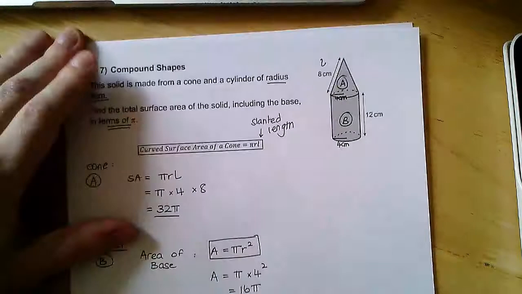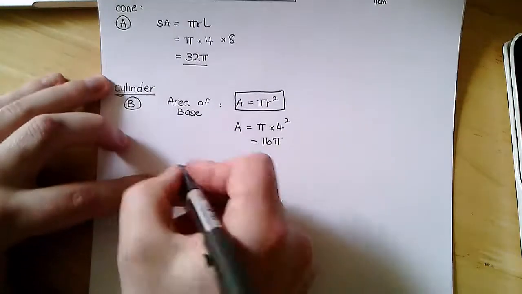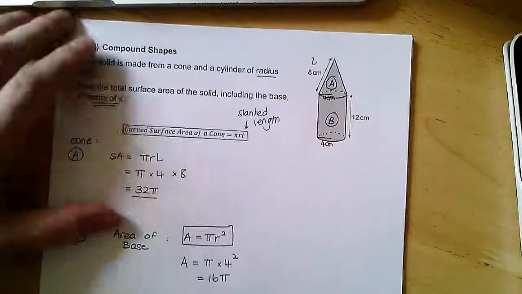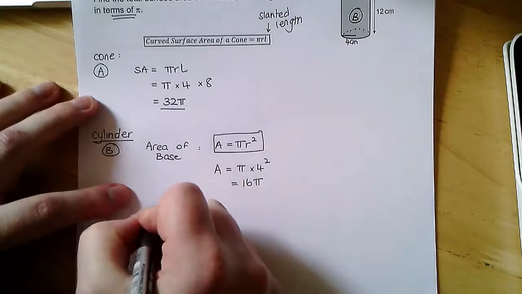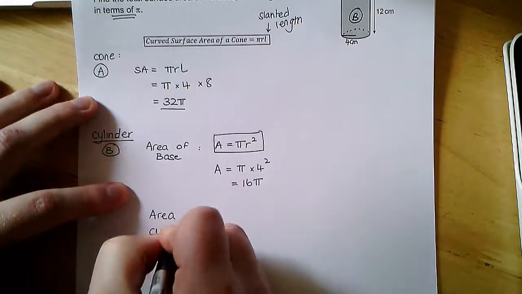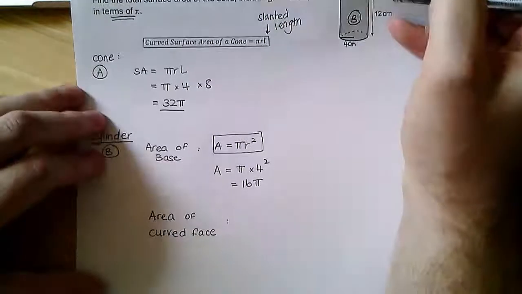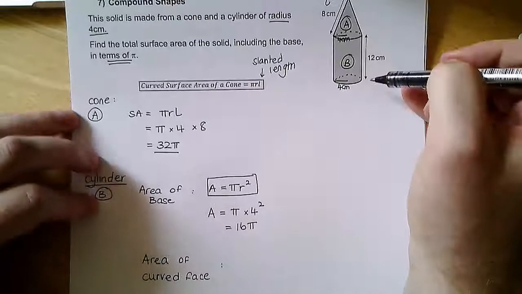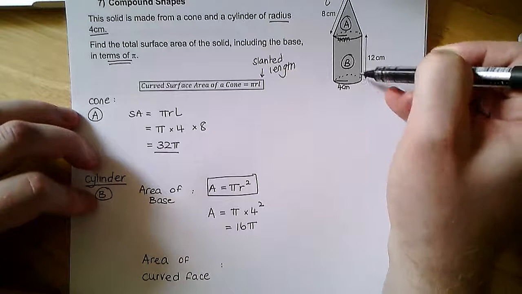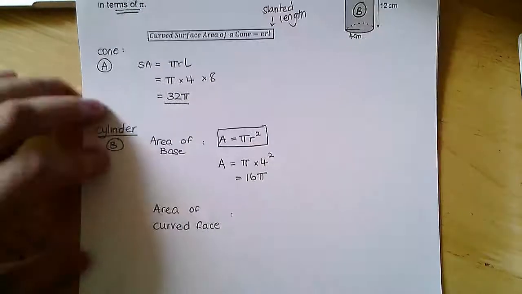Now, that's where things get a little bit more difficult for a cylinder. So the curved face, or the area of the curved face, the bit that wraps all the way around, well, we know it has something to do with the length 12, but the length that's all the way around is actually the same as the circumference of the base, or the circumference of the circular base.